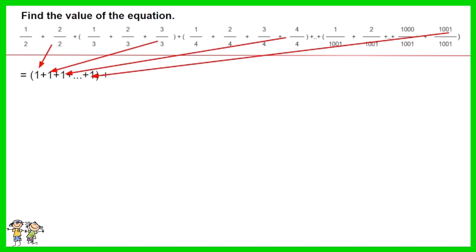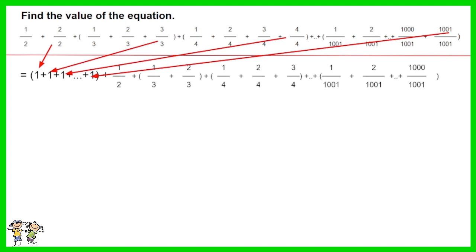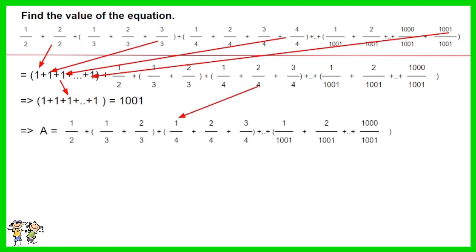Take out all values equal to 1 from the equation as shown. For example, 2 over 2, 3 over 3, 4 over 4, and so on till 1001 over 1001. The equation has 2 parts now. The first part is the sum of 1001 values of 1. Thus the total is 1001. Let's call the second part A.